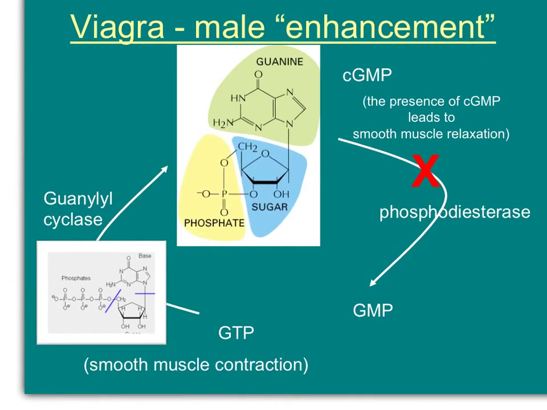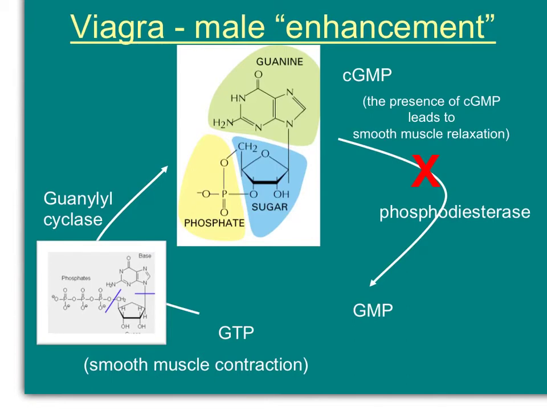What does Viagra work on? So this is a way better picture, yes? It's much better than mine. I did the best I could. So here's the cyclic GMP. Cyclic GMP is very short-lived in the body. It doesn't last very long. You have to continuously make it.